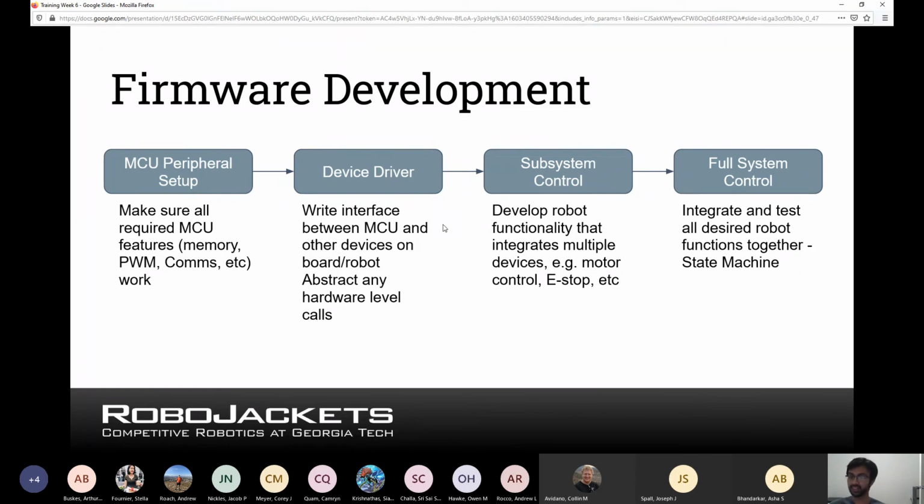So once the hardware side is out of the way, you can work on the code for each individual subsystem. And those subsystems might integrate multiple different devices. For example, your motor control subsystem might need a motor driver chip, and it might need a sensor to read the position of the motor. And then lastly, you're going to want to do the full system. Depending on the complexity of your circuit board, this might not really be much. But a state machine in the end might be helpful to determine what subsystems do what at what time.